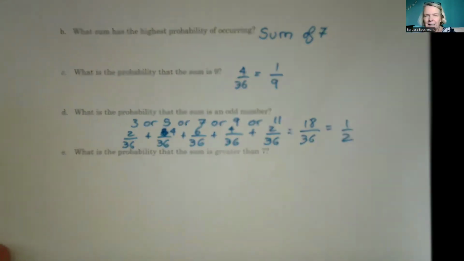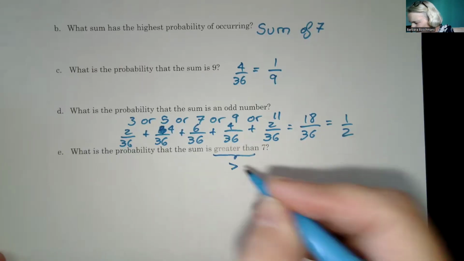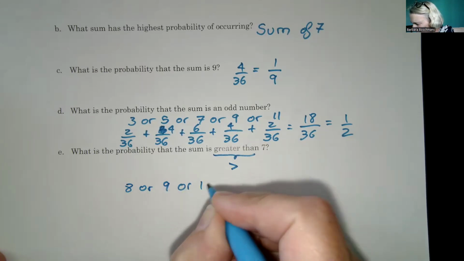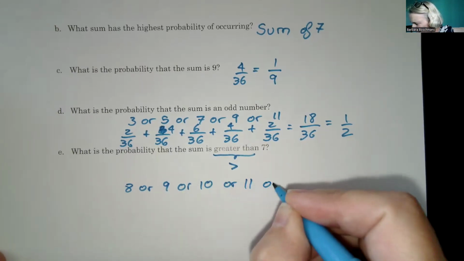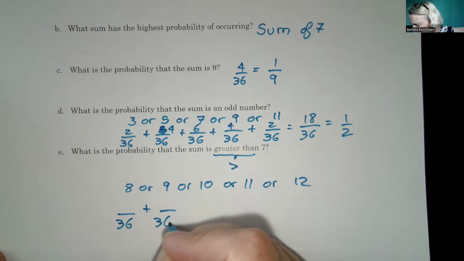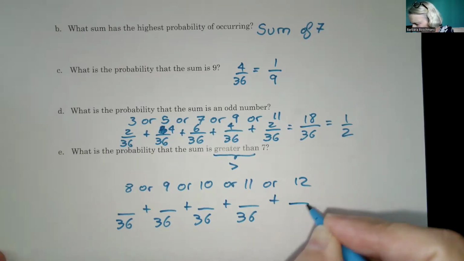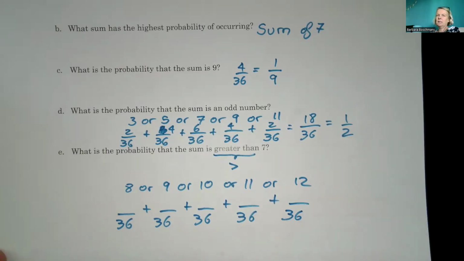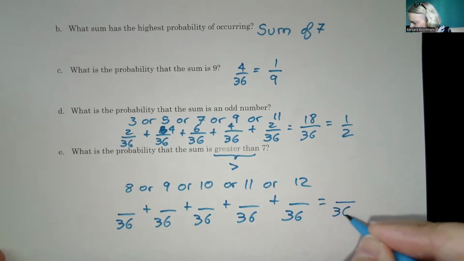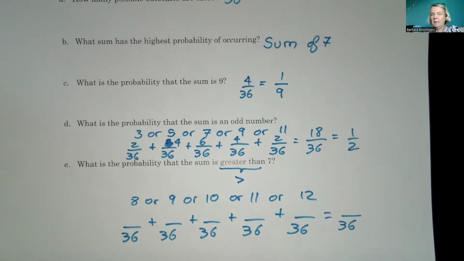What is the probability that the sum is greater than 7? So greater than, strictly greater than. So that means you have 8 or 9 or 10 or 11 or 12. You go ahead, they're all going to be over 36. Go ahead on the previous page, find a probability for each of these sums. Get an answer. If you can simplify it, simplify it. And that's the end of the penguin probability.